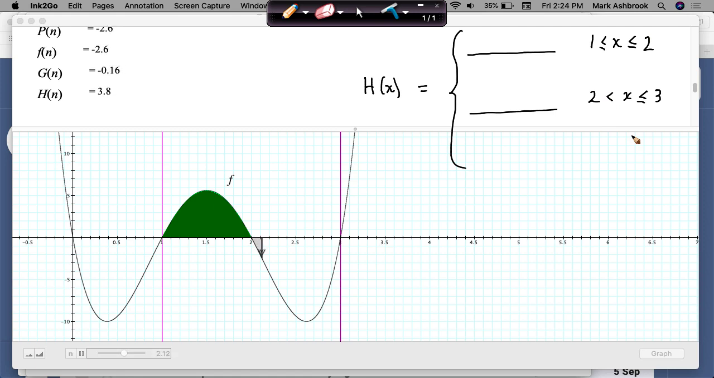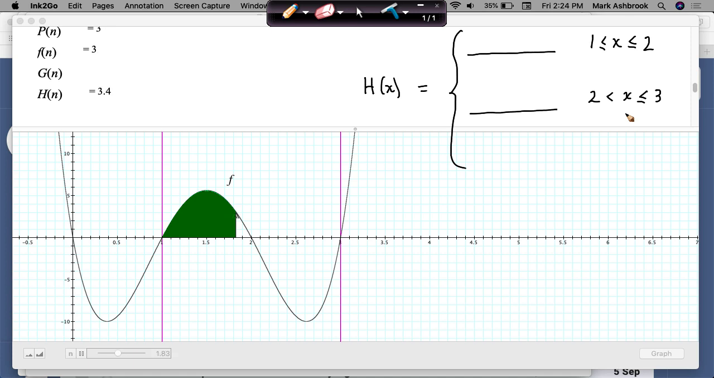Okay, so here's the trick to this. The first part is hopefully pretty simple. Hopefully most of us can get that first part. Second part, I want to make sure that when I plug an x value in between 2 and 3, I'm going to get all of the accumulated area since 2. So that's the trick to this.